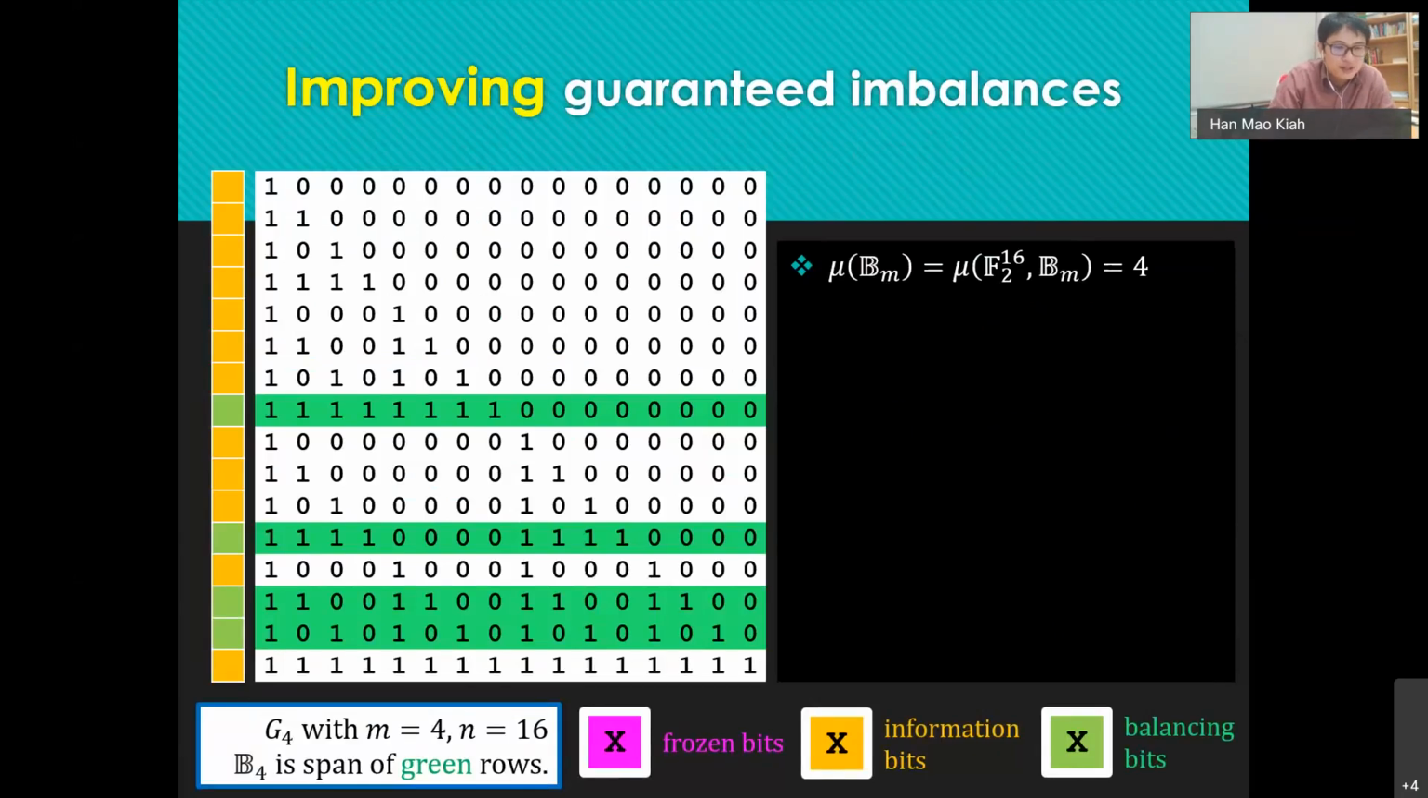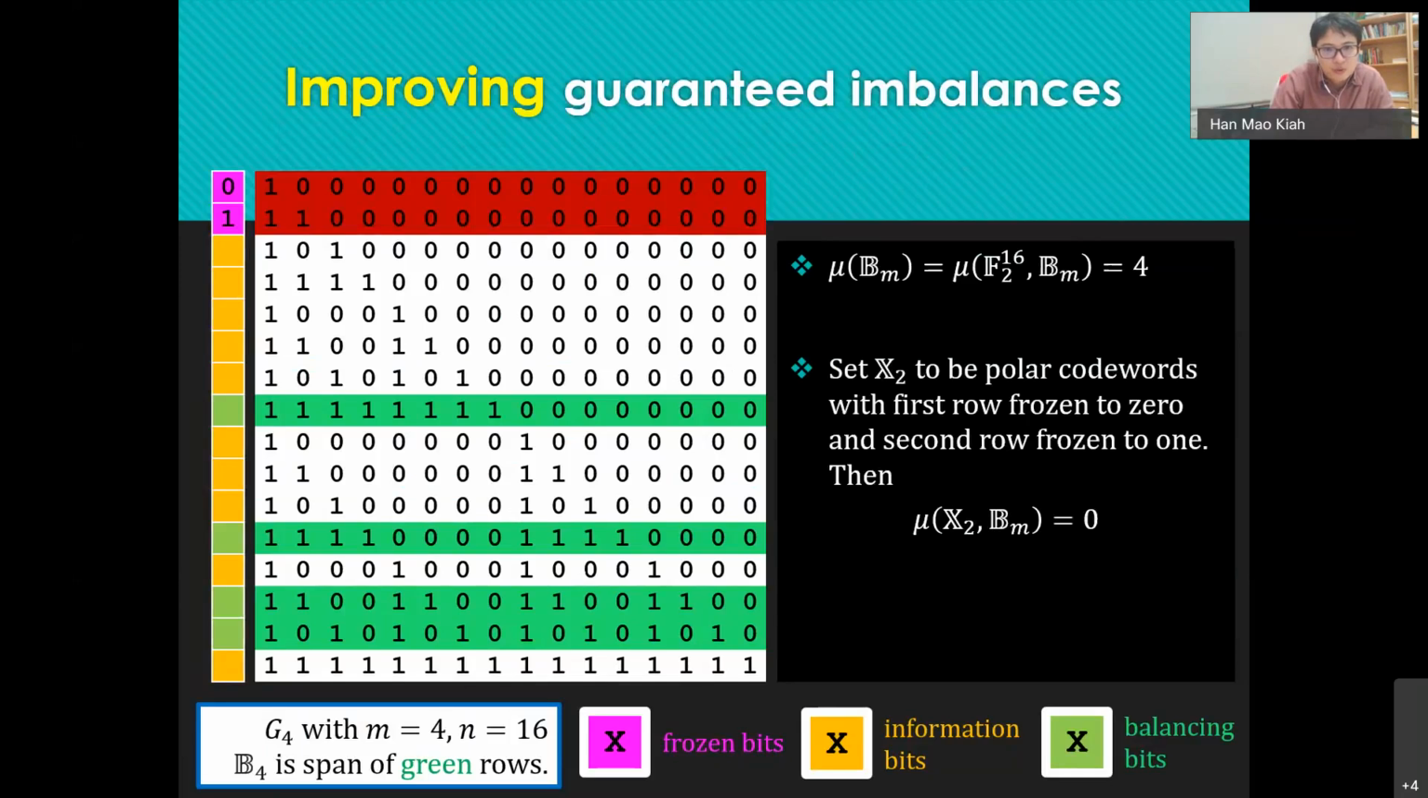So what does this mean? This means that if you fill in anything on the orange cells here, I can always find a vector B in the span of these green rows such that this imbalance is at most 4. Now, can we do better? It turns out the answer is yes.